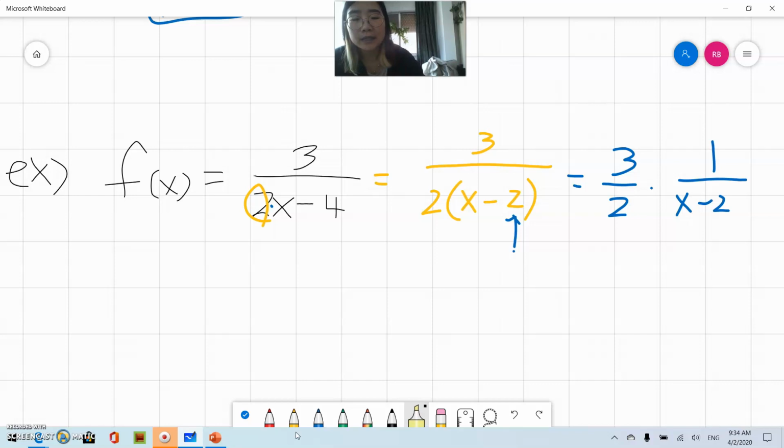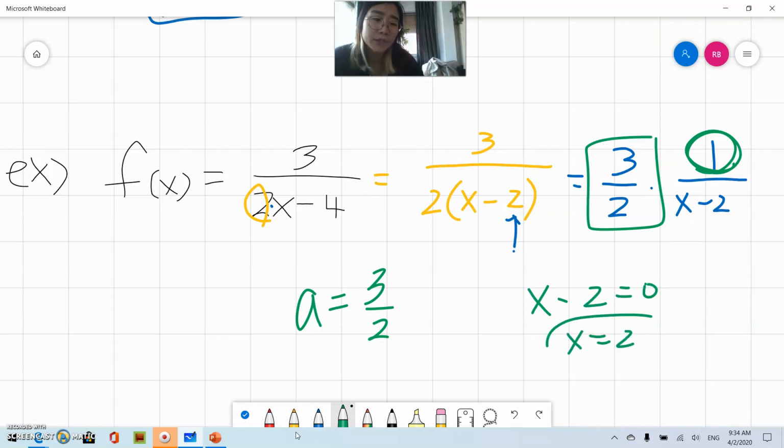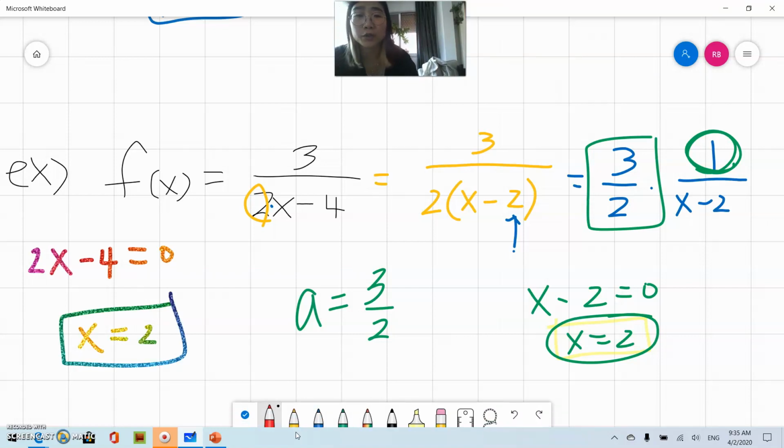So what that means is, do you remember the a that was on top? That's 3 over 2. So a is 3 over 2. So you need to multiply 3 over 2 to all your parent function y values to get the stretching, okay? What about the vertical asymptote? Well, the vertical asymptote is still whatever makes the denominator 0. So x equals 2. So this part could be found by when you do 2x minus 4 equals 0. You still get x equals 2 as your vertical asymptote. So that wasn't the reason why I wanted to show you this process. The reason I wanted to show you the process is so that you can find what a is. Okay.